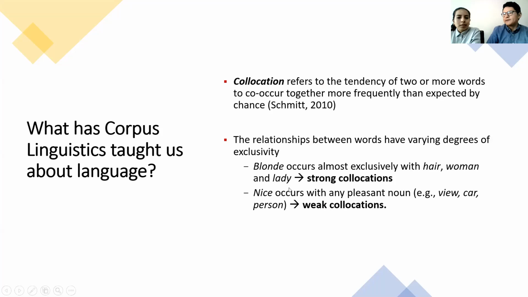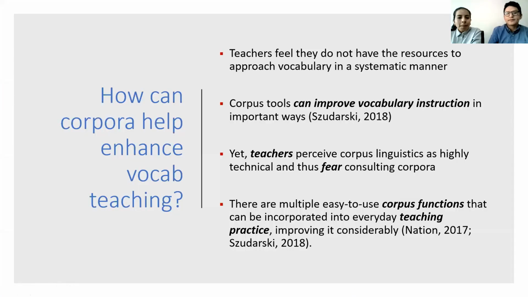Exactly. So therefore, we can consider these types of collocations as weak. Well, given that 50% of language is formulaic, vocabulary becomes paramount, extremely useful. In fact, it's the foundation upon which all the linguistic skills build. But how can corpora help enhance vocabulary teaching?